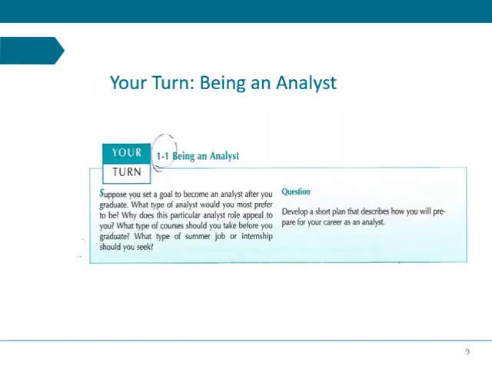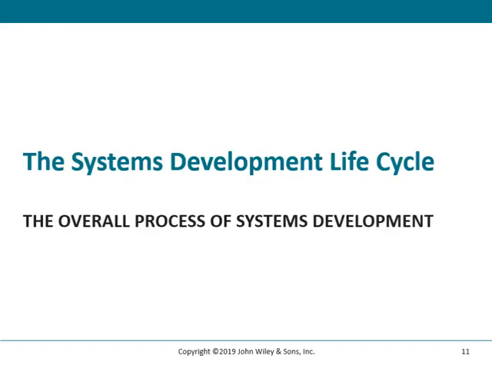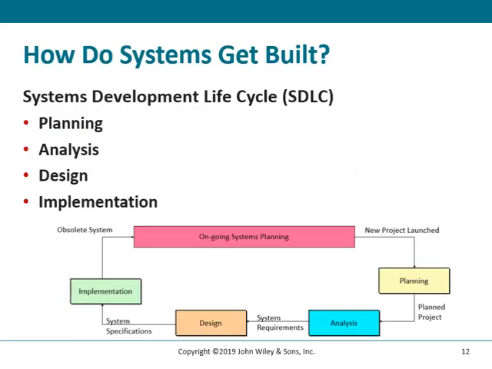If you are going to be a system analyst, how will you prepare for this career? Think about it. The overall process of system development is called the System Development Life Cycle, SDLC. There are 4 phases in the whole life cycle: planning, analysis, design, and implementation. This figure shows how the cycle works.